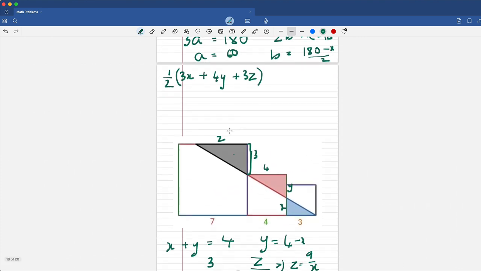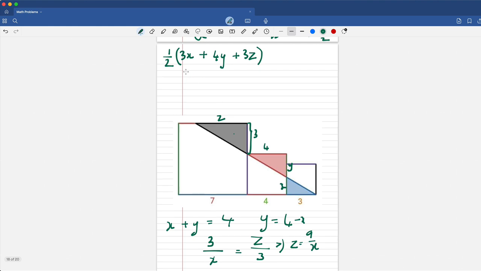So now we can substitute all that we have figured out so far and it becomes a mere fact of algebra. 3x plus y is 4 minus x, making it 16 minus 4x. And z is 9 by x, making it 27 by x. The whole thing multiplied by half. So in other words, it's nothing but 16 minus x plus 27 by x, this whole thing divided by 2 or multiplied by half.